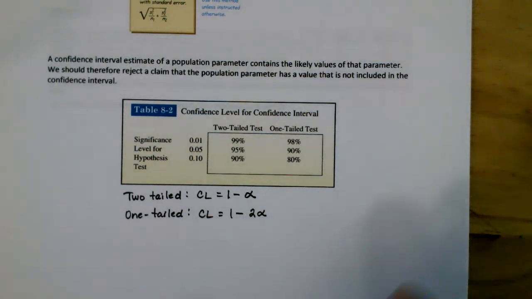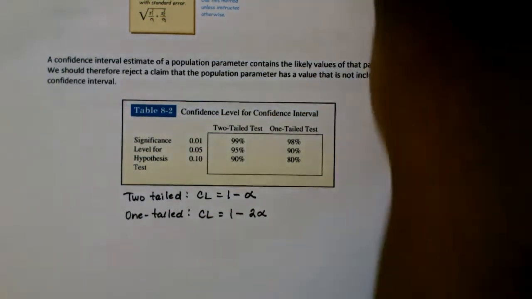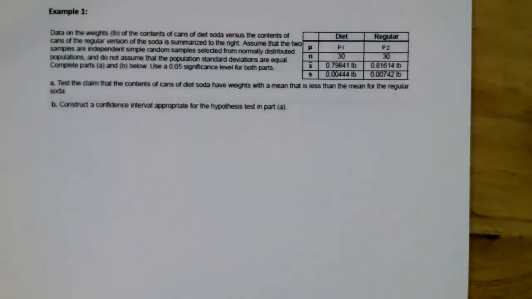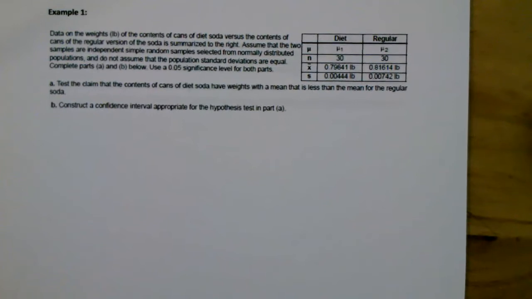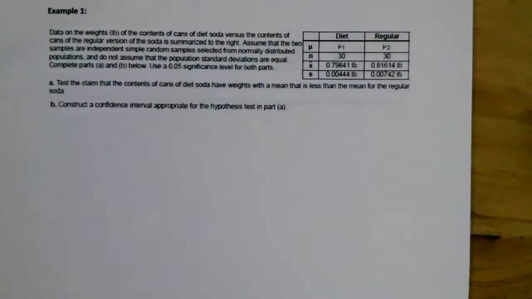Okay, so now let's look at the first example, where we have this. Data on the weights in pounds of the contents of cans of diet soda versus the contents of cans of the regular version of the soda is summarized to the right.